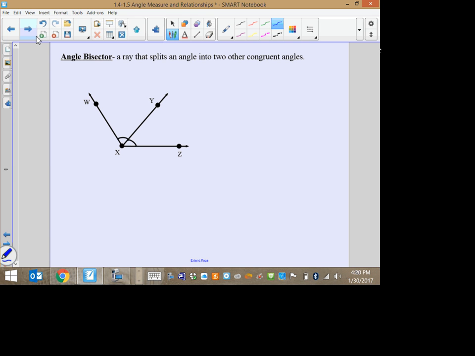Now we're going to talk about an angle bisector. An angle bisector is a ray that splits an angle into two congruent angles. So we have angle WXZ, and then we have ray XY that splits the angle. But then we just learned about congruency, and so the bisector means that angle WXY is congruent to angle YXZ.